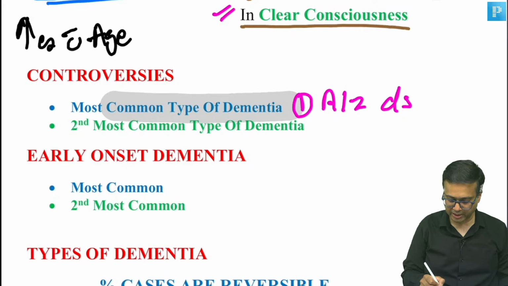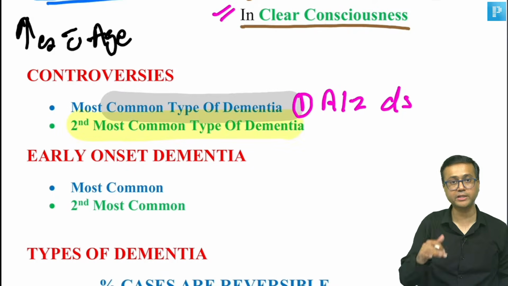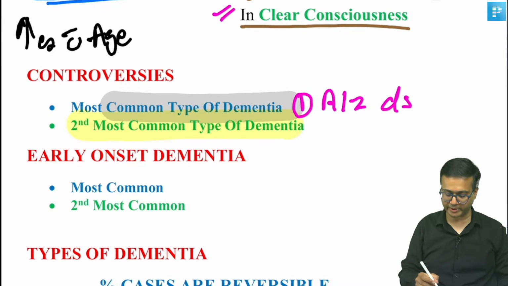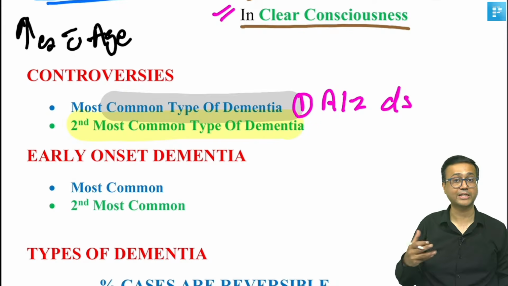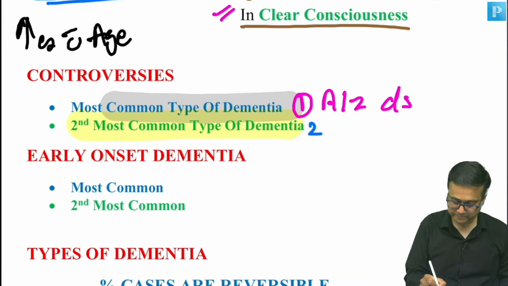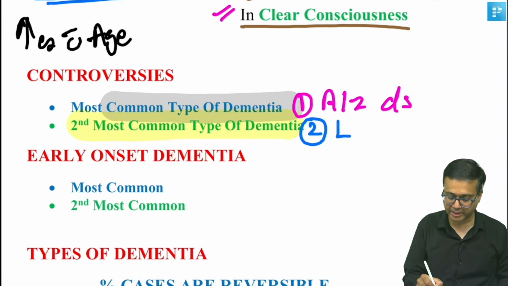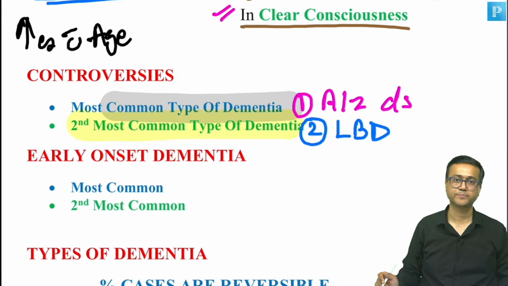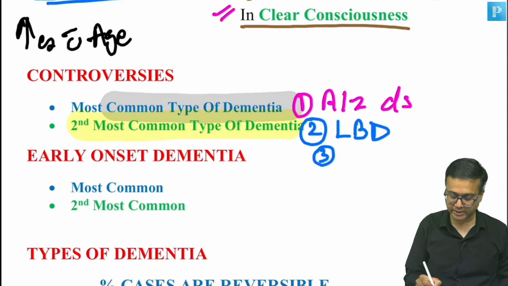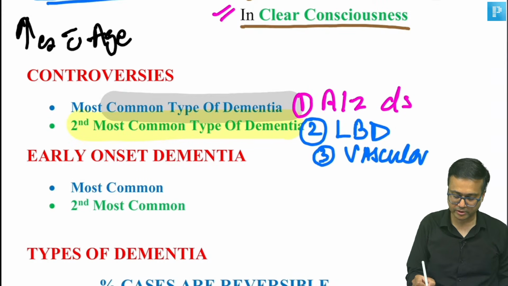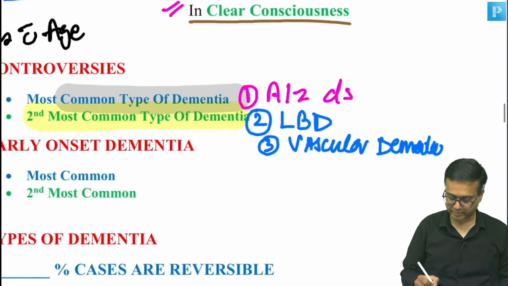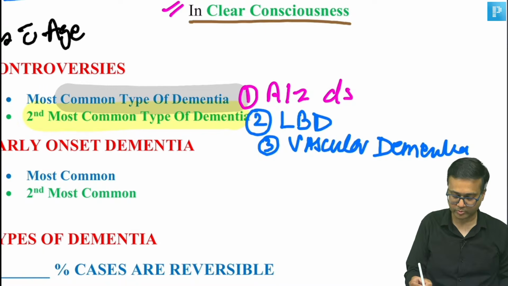Slightly controversial, but now I'm sure all of us can answer this beta. Now, what is the second most common overall cause of dementia? Earlier it used to be vascular, but now it is what? This is a topic which is being asked again and again in your exam. Beta, please remember now it is Lewy body disease. And vascular dementia you can say is now the third most common. Please remember this. So Lewy body dementia, very important, is the second most common cause of dementia.